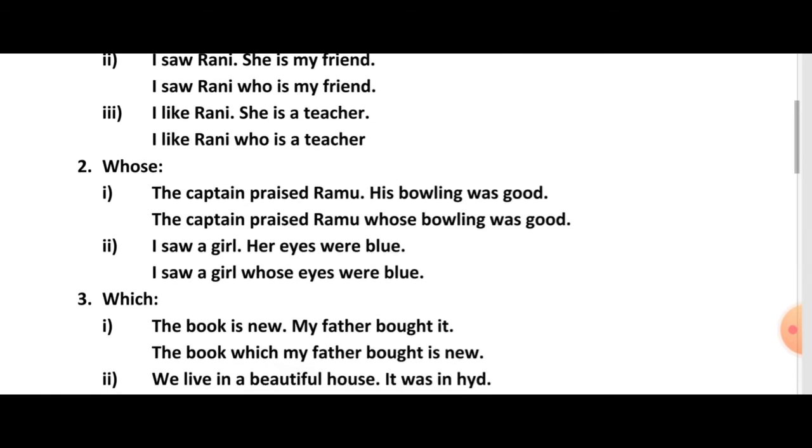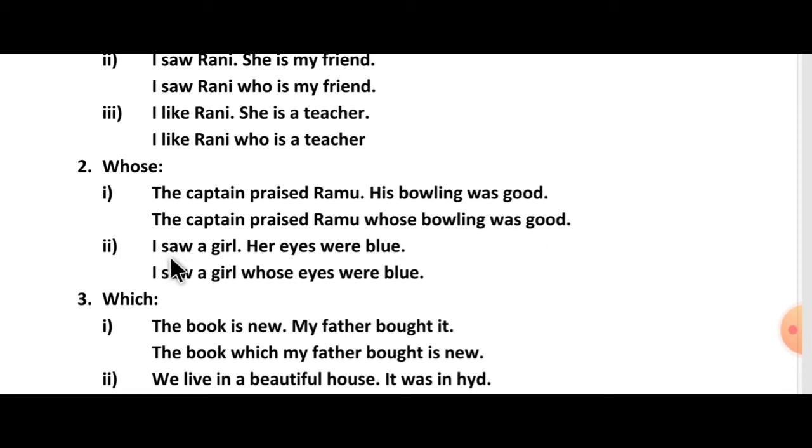Let us see whose. The captain praised Ramu. His bowling was good. Here the related words are Ramu and his. You have to remove the pronoun in the second sentence and add the relative pronoun given in the question, whose. So the second sentence becomes a clause. You have to add this clause after Ramu. The answer is: The captain praised Ramu whose bowling was good.